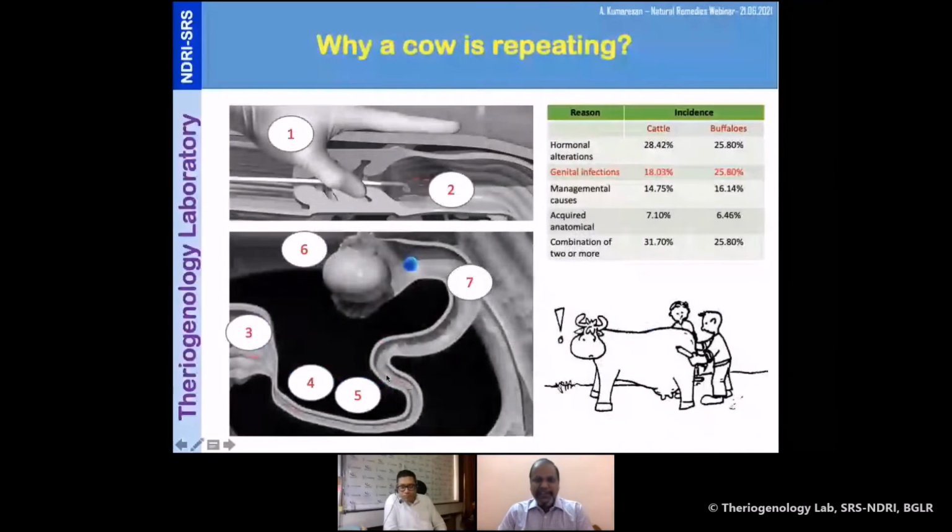If you see, there are some seven steps, and these seven steps in the normal AI are altered, or bound to be altered, because of some other reasons which I have narrated on the right side, and that's how the cow is repeating. First itself is insemination. Insemination skill: all the inseminators are not equally skilled. So there are some individual differences.